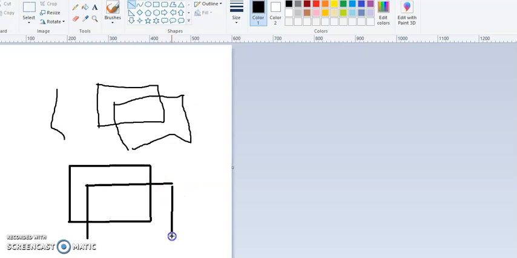Just hold on. We are almost done. Let me complete this. 1, 2, 3 and 4. Yes. So can you call this thing a cuboid? So this is how a cuboid is made, my dear children.